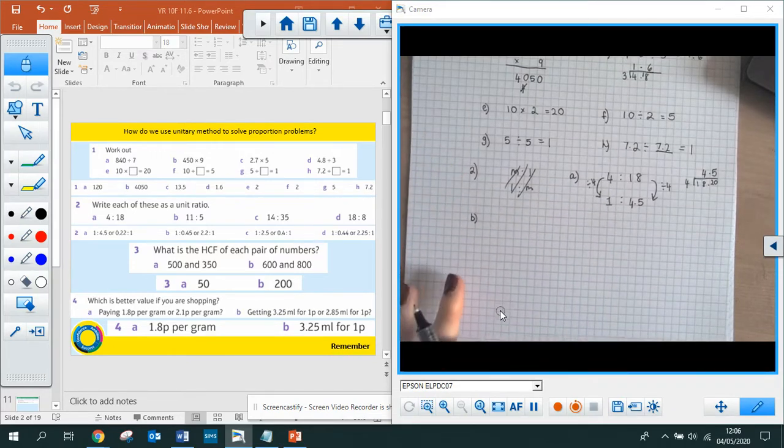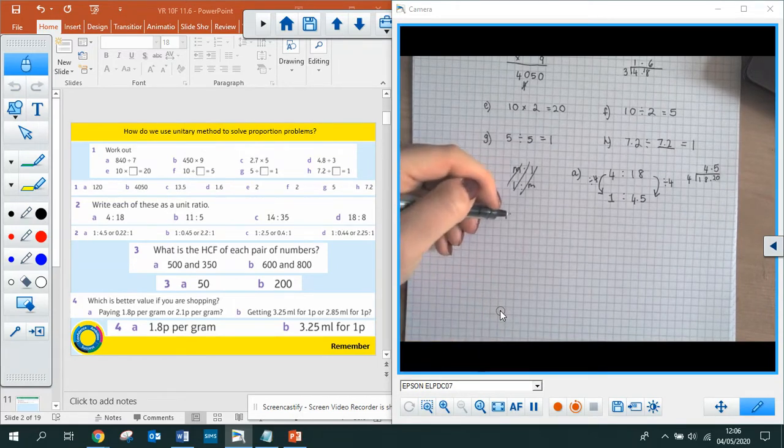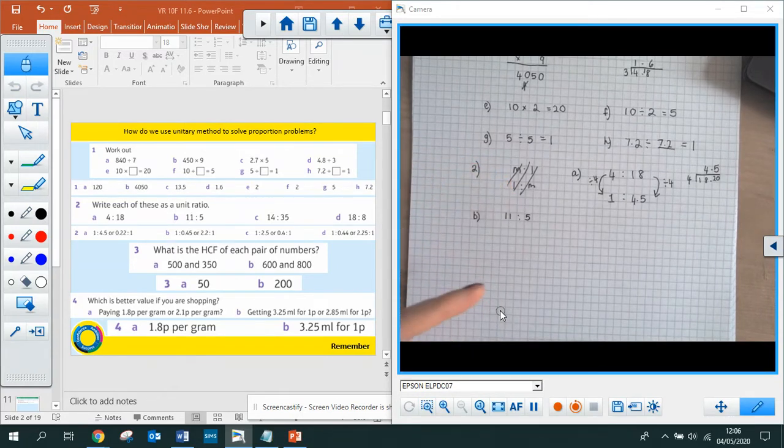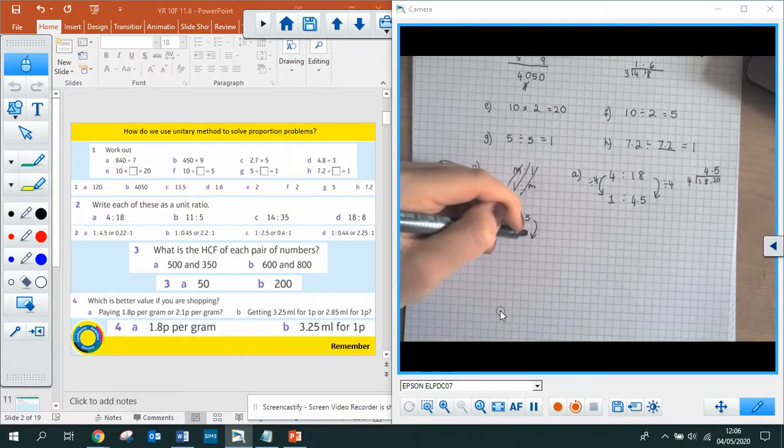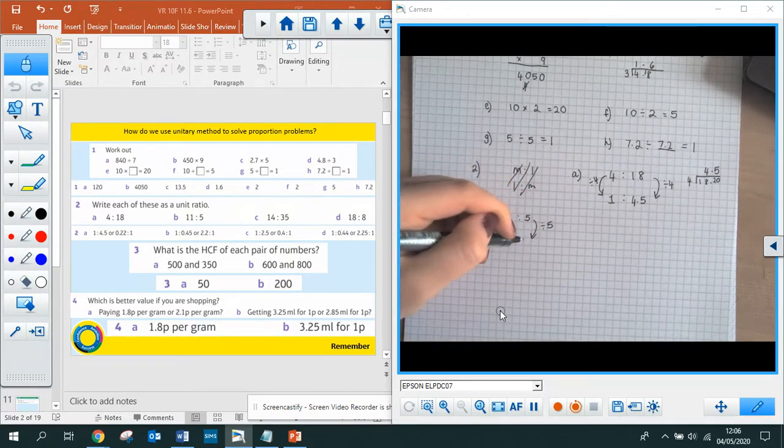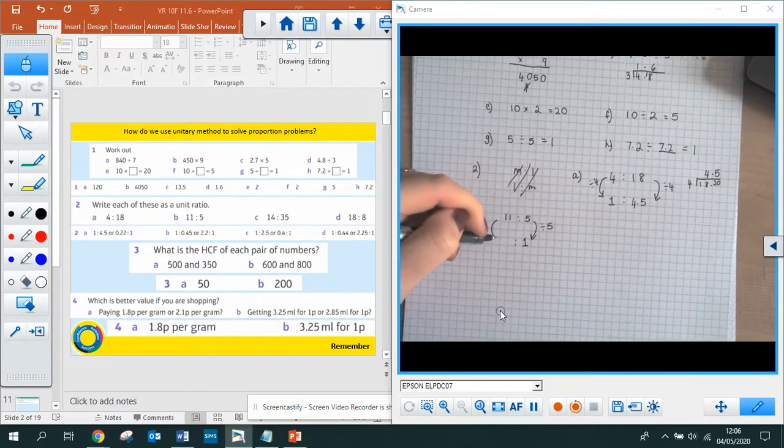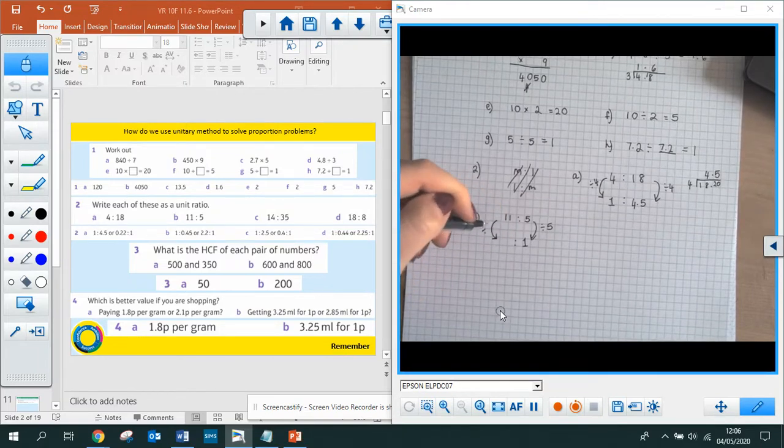So part B, you've got 11 to 5. So I'm going to pick making 5 to 1 because 5 is the smallest number. So divide by 5 gives me 1. I have to do the same thing to the 11. So divide by 5.